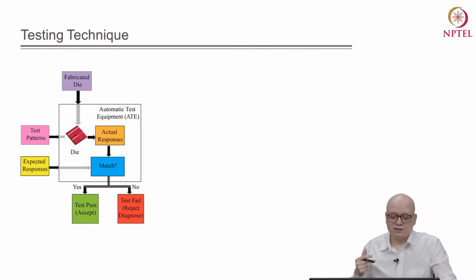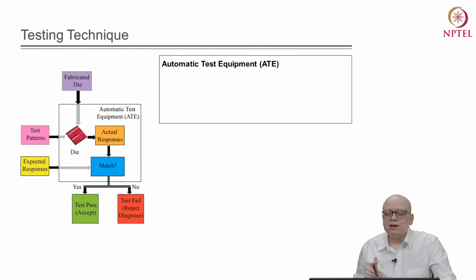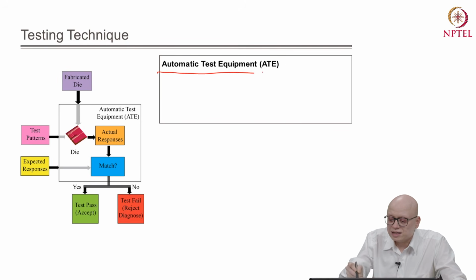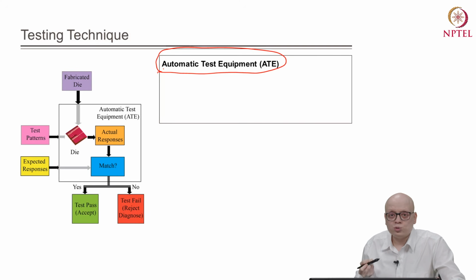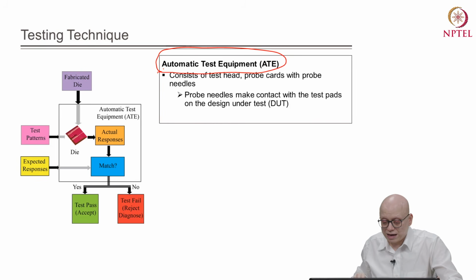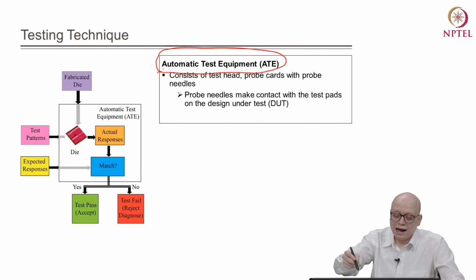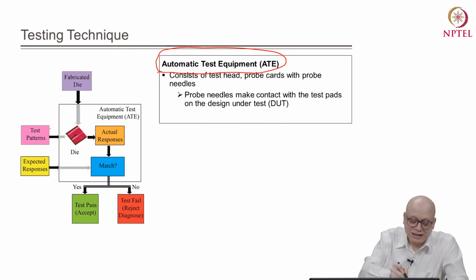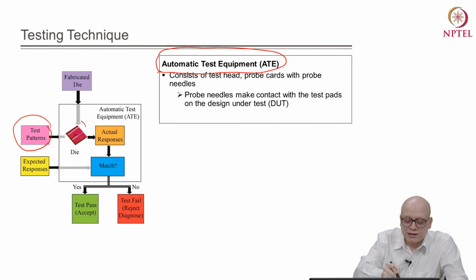Now, how is testing done? Testing is done using an equipment which is known as automatic test equipment. This is the most important equipment in testing. The testing technique that I have shown is based on automatic test equipment, and this is one of the testing paradigms. There are other testing paradigms which we will be seeing later in this course. In this testing paradigm, what we do is that we apply test vectors or test patterns to the fabricated die with the help of automatic test equipment.